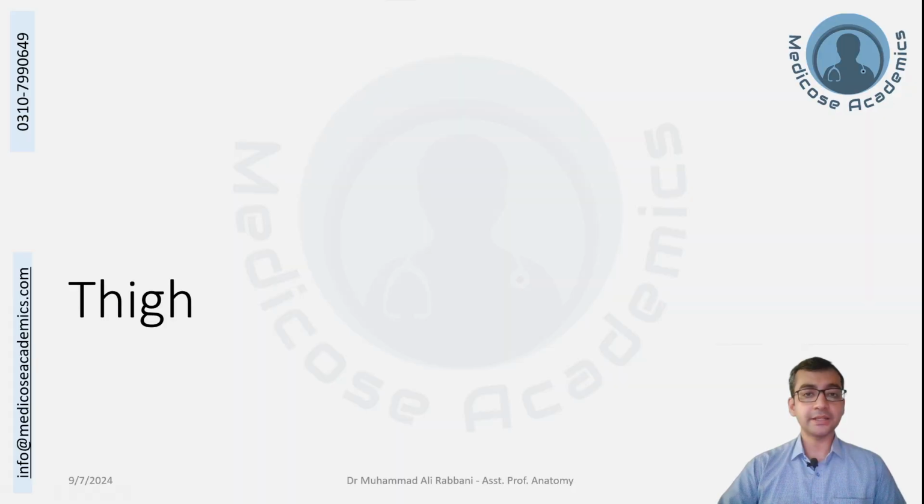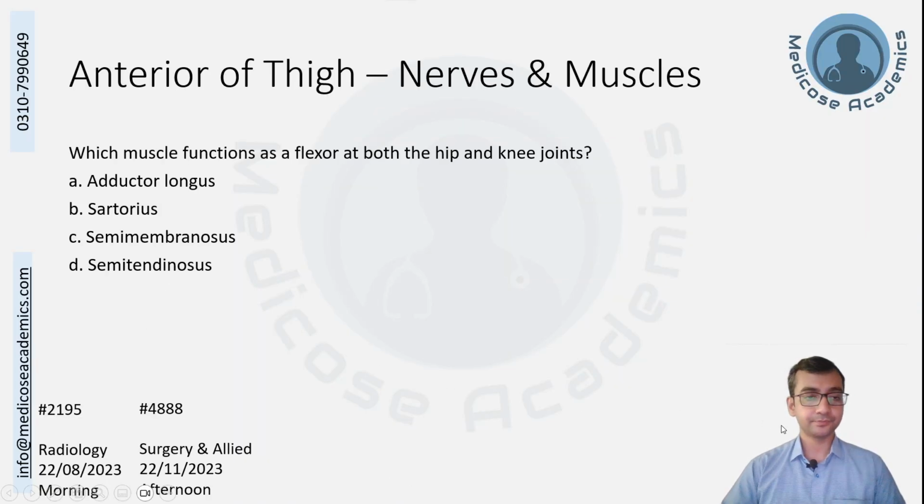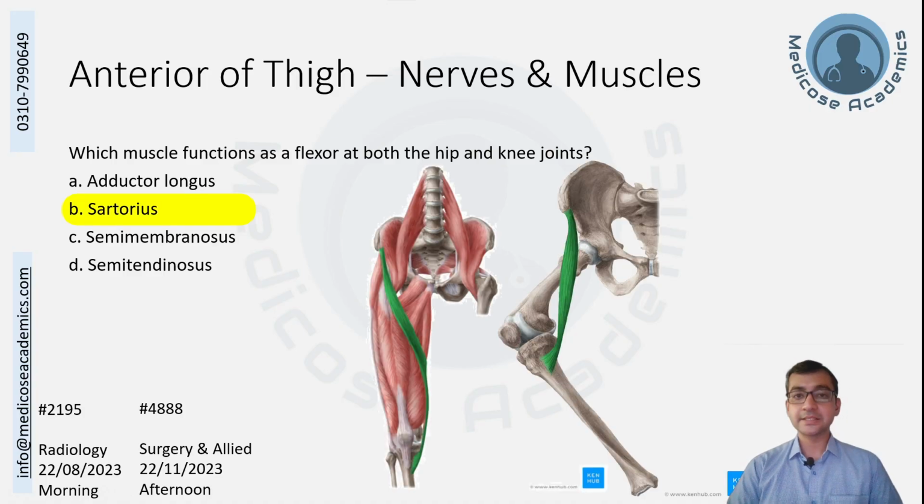Moving on to the next topic, that is the thigh. Let us start with the anterior compartment. Which muscle functions as the flexor at both the hip and knee joint? I have seen that the most frequently asked questions are about those muscles of the thigh that have an action on both the hip and the knee joint. That will be true for the sartorius, for rectus femoris, and for the hamstring muscles. So keep that in mind. That muscle is the sartorius muscle.